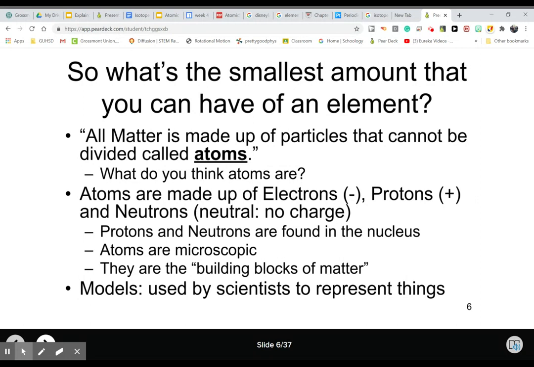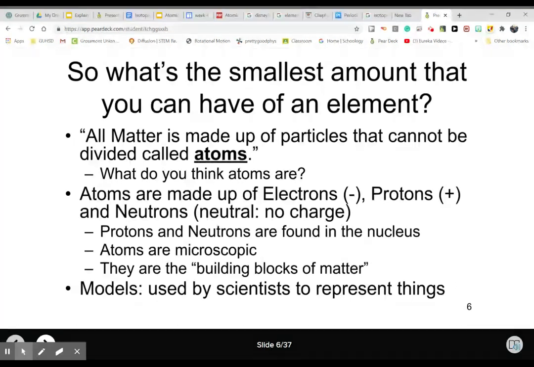The word atom comes from atomos, which means indivisible. Atoms are made up of protons, neutrons, and electrons. Eventually, scientists over time, and we're going to look at the different models, realized that atoms are actually made up of smaller particles.